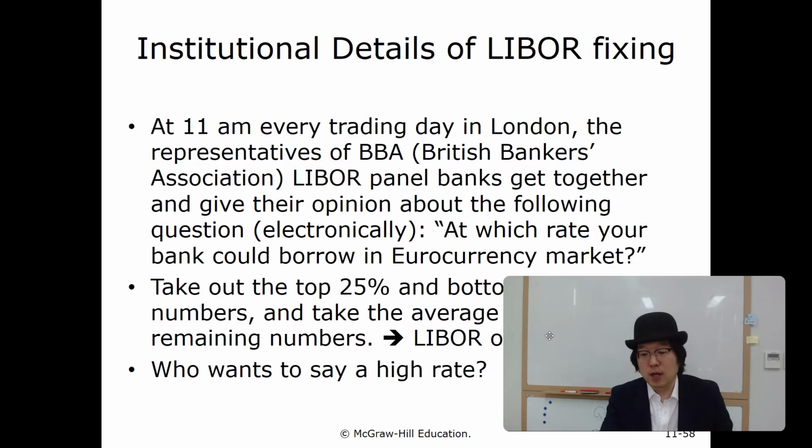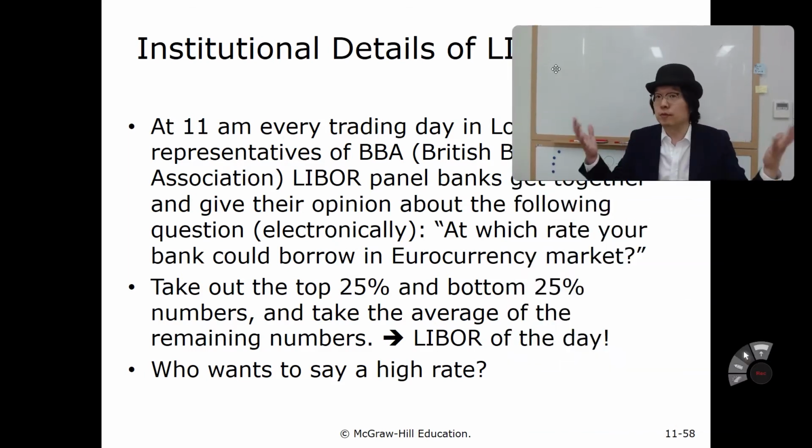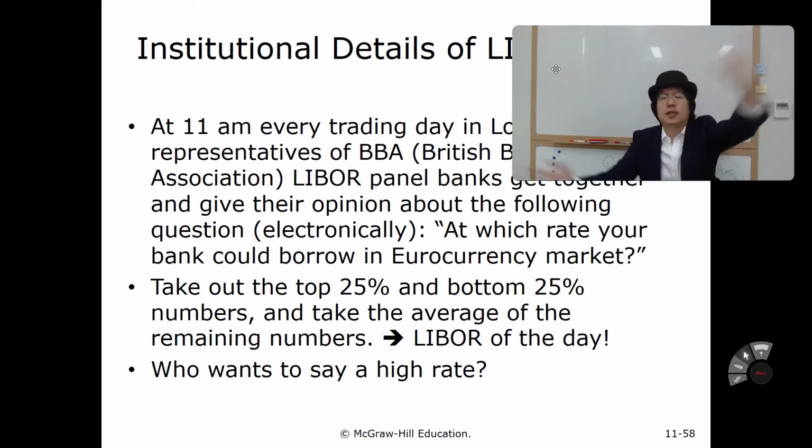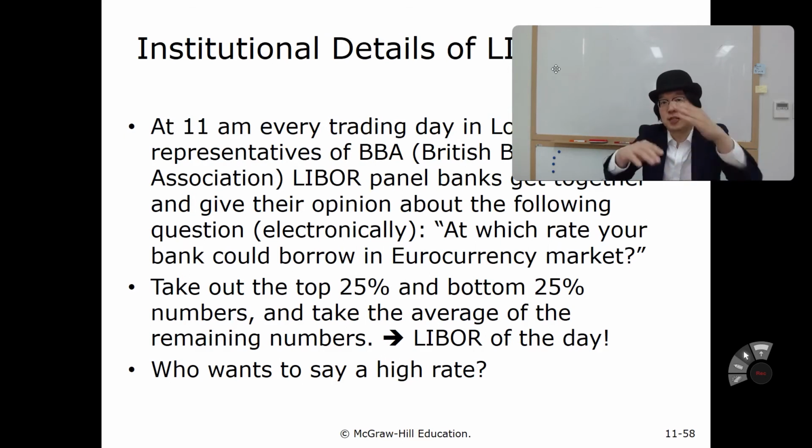But anyway, they do this kind of survey with 17 or more different banks. You're going to see the list of it. They list up those rates and rank them, then they take out the top 25% and bottom 25%, and based on the remaining 50% you take the average. That is going to be the LIBOR rate of today, for 24 hours.